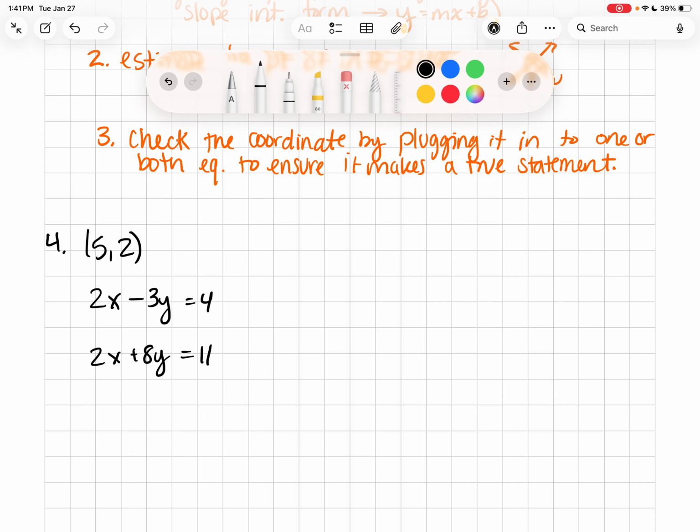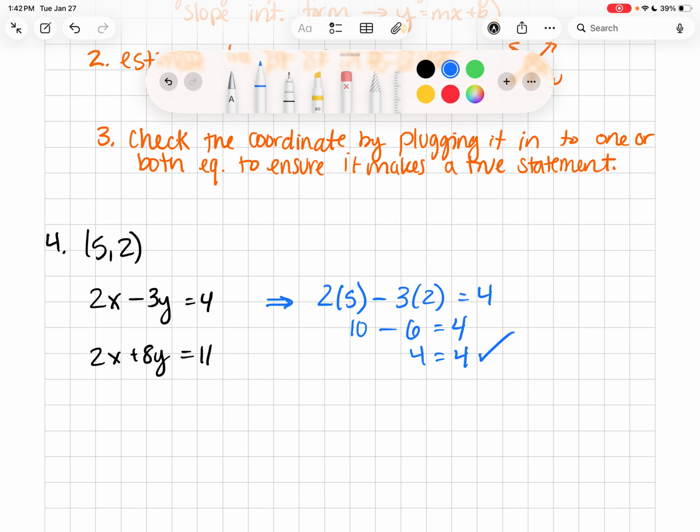So I'm going to plug 5,2 in for x and y in my equations. So I've got 2 times 5 minus 3 times 2 equals 4. So that's 10 minus 6 equals 4. Is that true? Yep, 4 equals 4, so that one works.